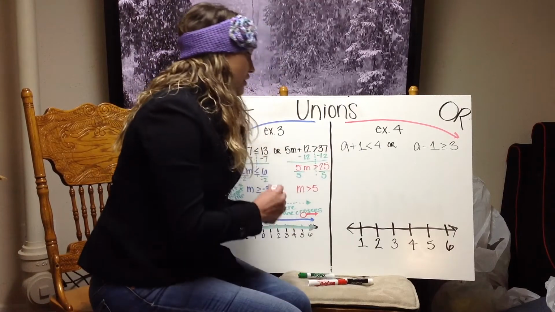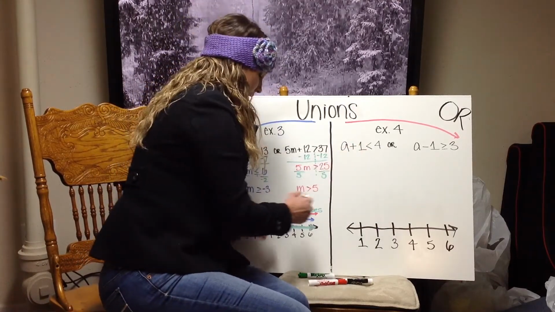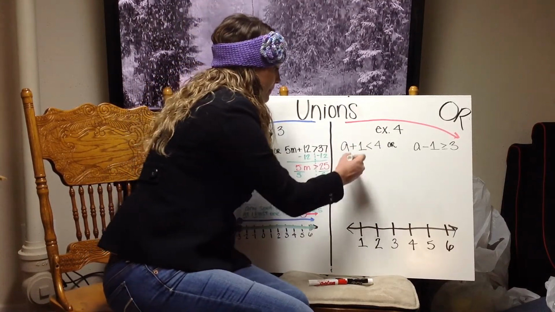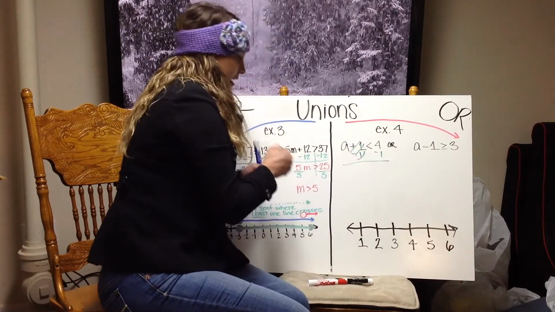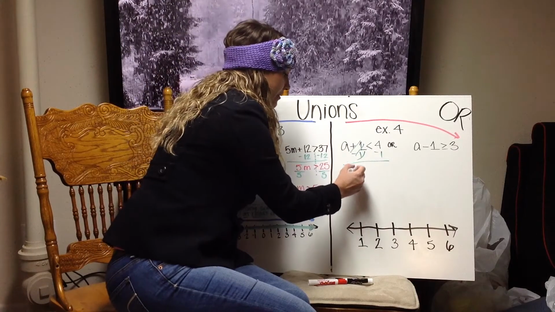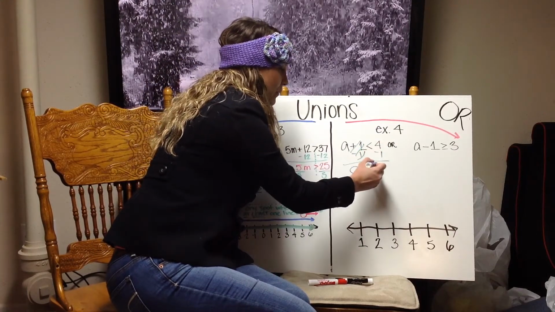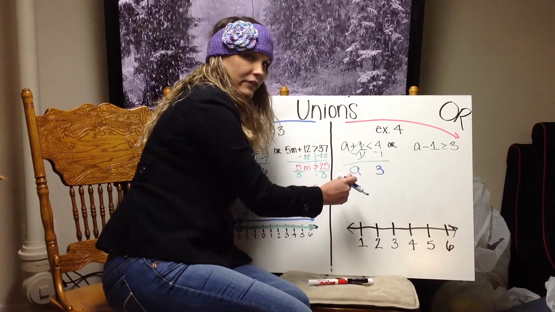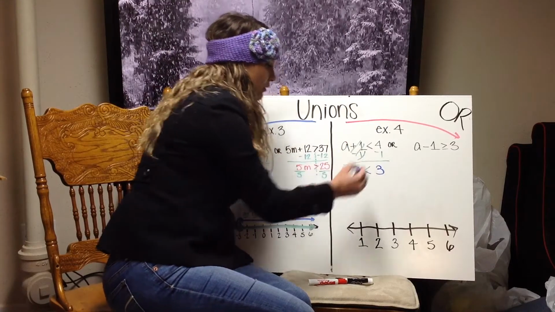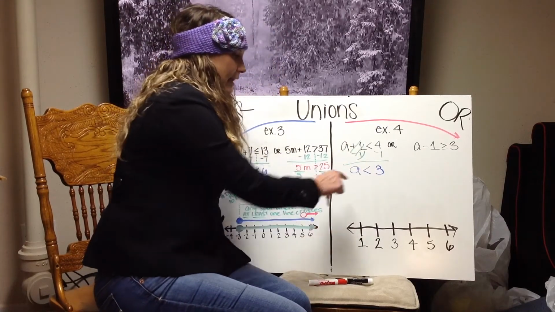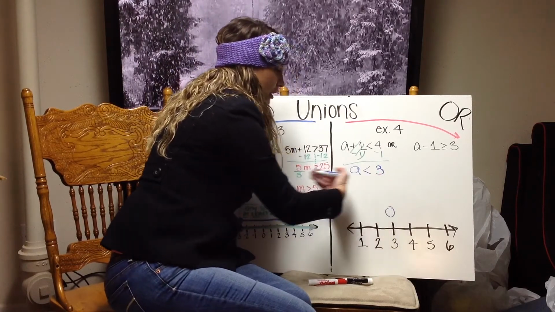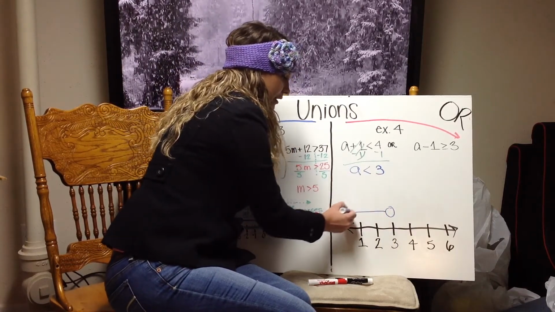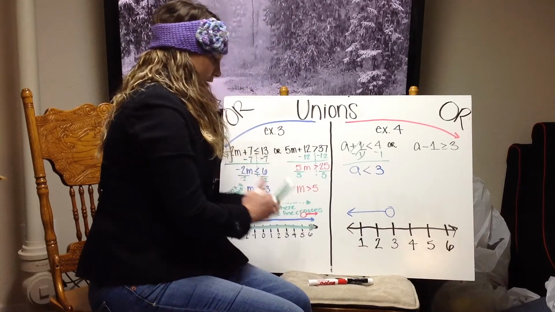We're going to go ahead and solve this by subtracting 1 on both sides to cancel out our 1. That leaves us with a. Over here, 4 minus 1 is 3. I did not multiply or divide by negative, so I'm going to leave that symbol in the direction that it was going. And let's go ahead and graph this. Again, it's an open circle on the 3, and it's all of the numbers less than 3. So it's going this direction.